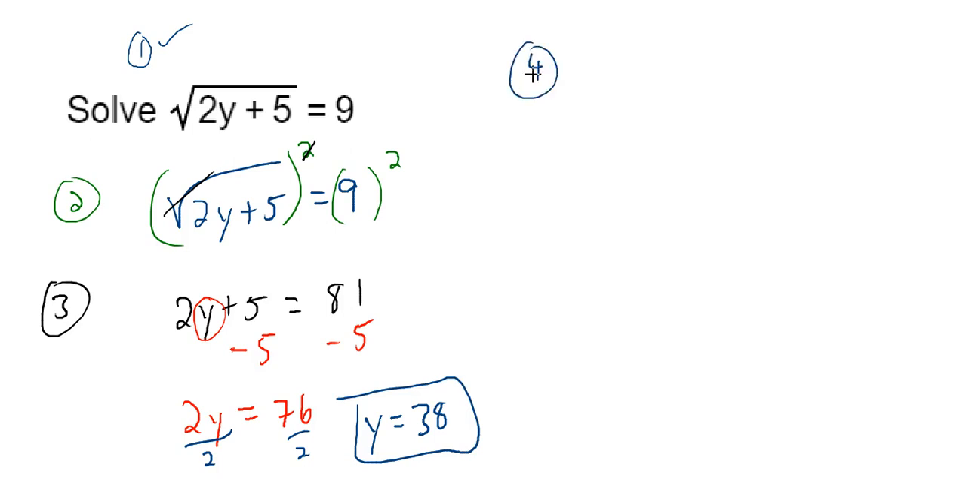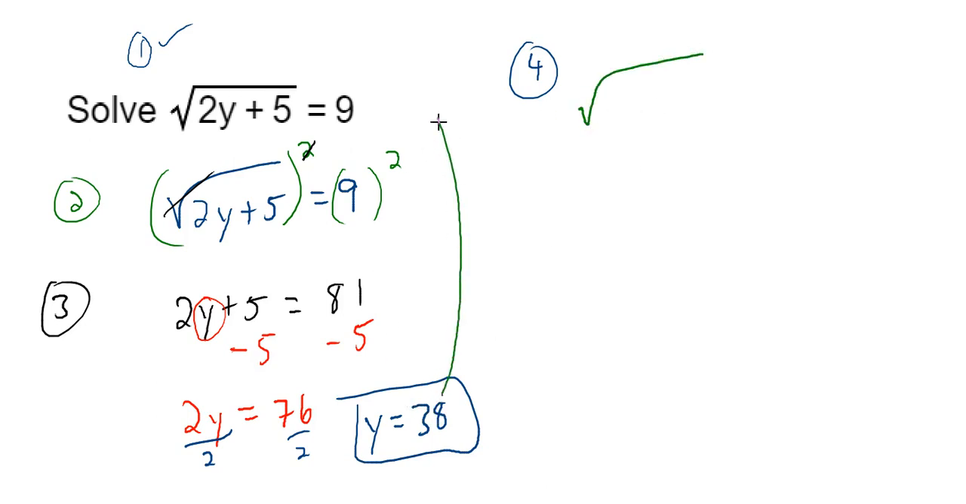Then we have to do step 4, which is we have to check that answer. There is a chance that 38 may not actually work in the original equation. I don't think it's very likely here, but we need to check. We just need to be consistent with that last step. Don't just assume this is going to work. Let's check to make sure it actually does.